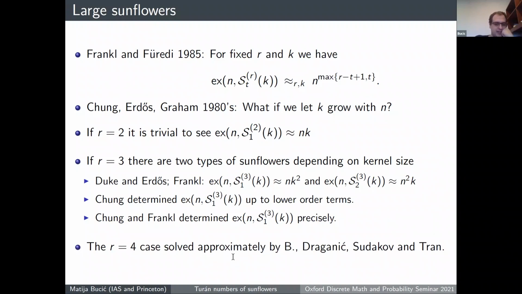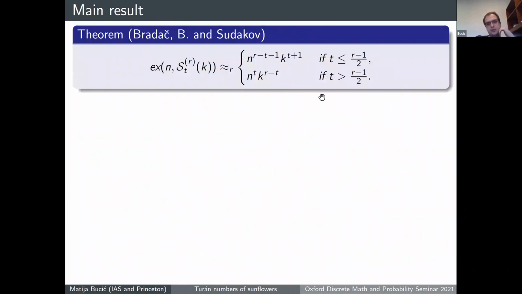And the result that I want to talk about today is what happens in more uniformity. So we managed to get a similar result for any uniformity. The main result is the determination of the Turán number of a sunflower, which has the correct dependency on both n, the size of the ground set, and k, the size of the sunflower itself.